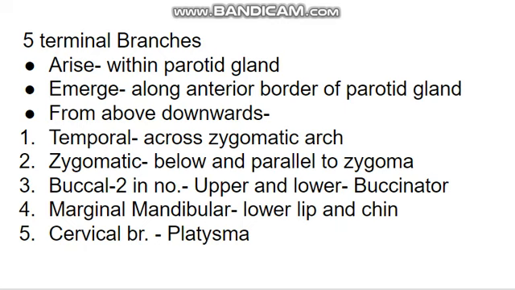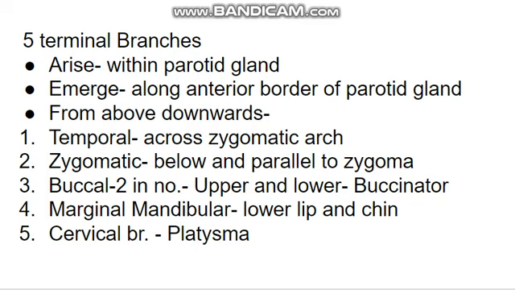The 5 terminal branches arise within the parotid gland and emerge along the anterior border of parotid gland. From above downward they are temporal, zygomatic, buccal, marginal mandibular and cervical branch. Temporal branch supply across zygomatic arch. Zygomatic branch supply below and parallel to zygoma.